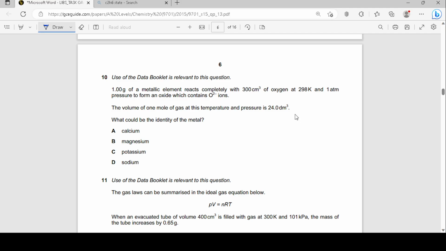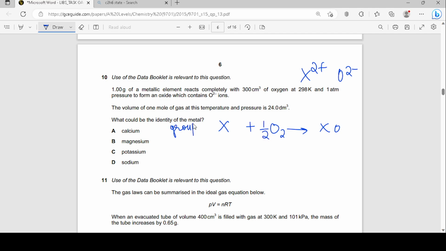Alright, so what are the options? We have calcium and magnesium, these are group 2 metals, and then you have potassium and sodium, which are group 1 metals. So if I write down probable reactions, let me assume that a group 2 metal is X. If it's a group 2 reaction, then X plus O2 would give you XO, because X2+ and O2- would just be XO. And to balance it out, it's X plus half O2.